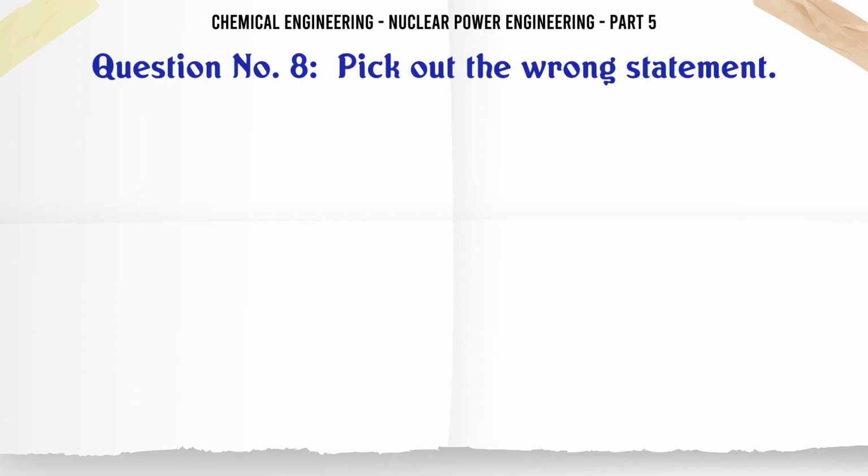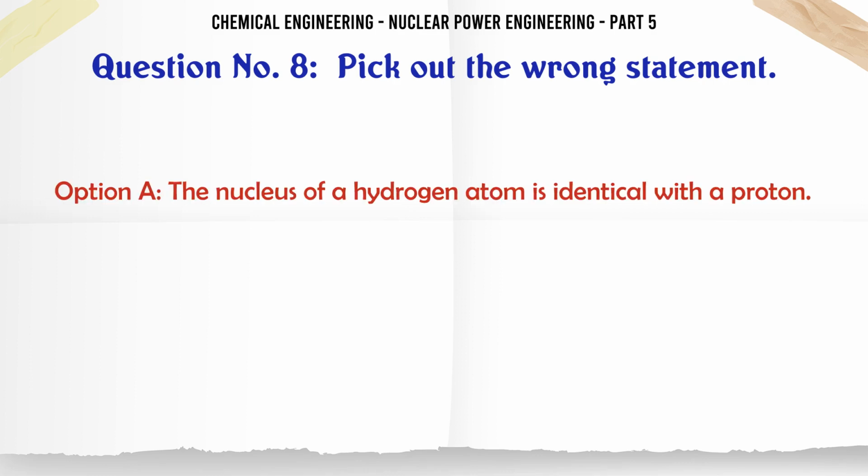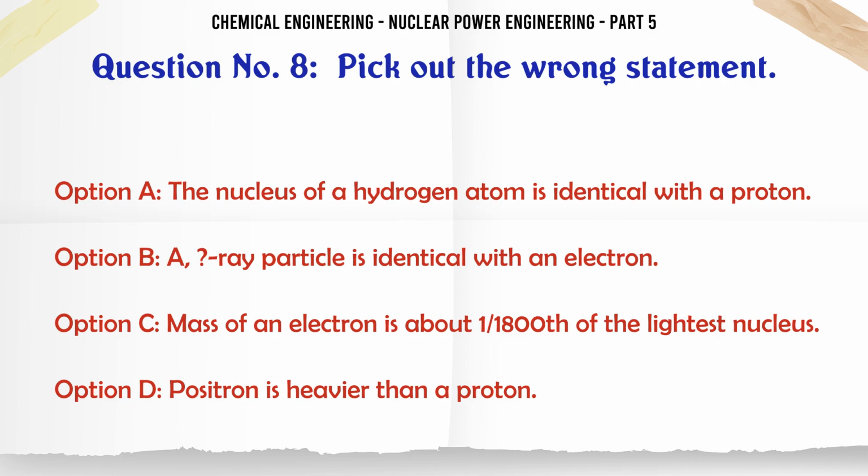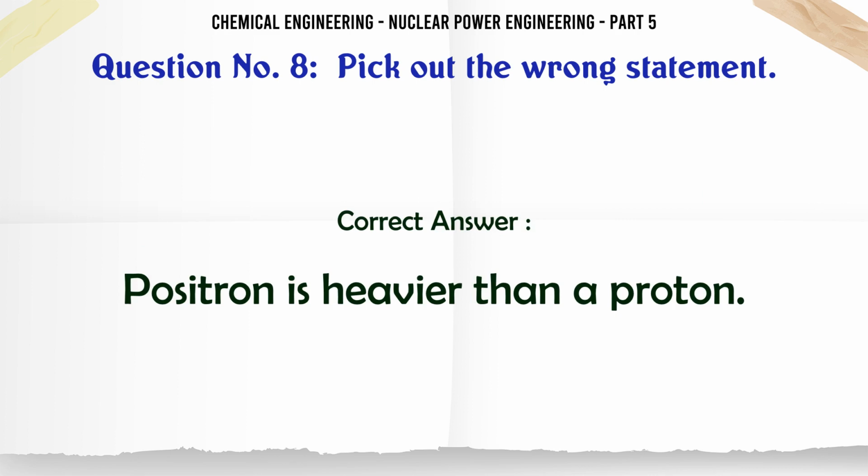Pick out the wrong statement. A. The nucleus of a hydrogen atom is identical with a proton. B. A beta ray particle is identical with an electron. C. Mass of an electron is about 1/1800th of the lightest nucleus. D. Positron is heavier than a proton. The correct answer is positron is heavier than a proton.